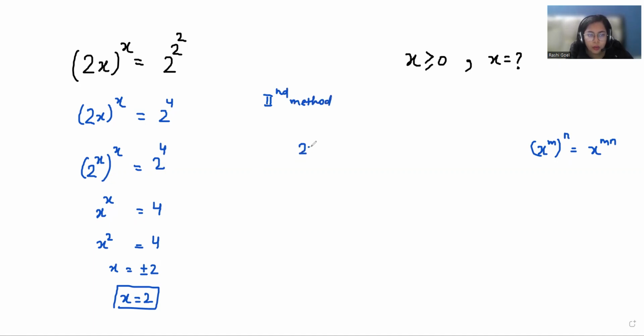We can write (2x)^x = 2^(2^2). So we can simply use this rule again and write (2^x)^x = 2^(2^2). If the bases are equal, their powers are also equal. So x^x = 2^2. If we compare both sides, the value of x is 2.